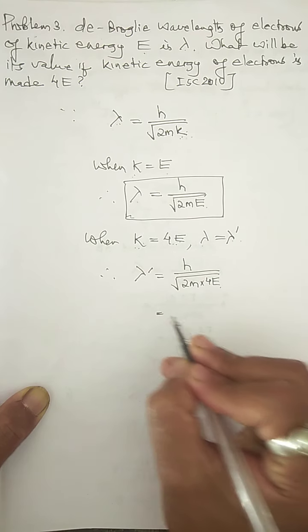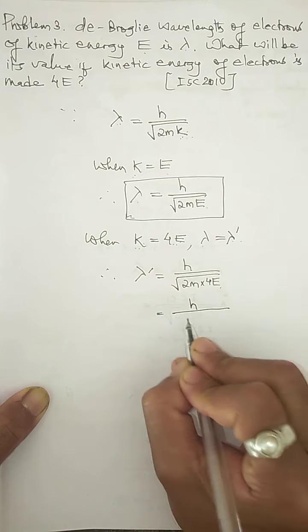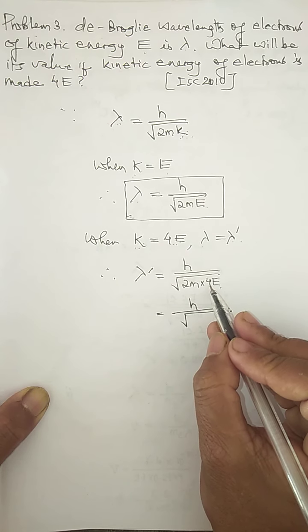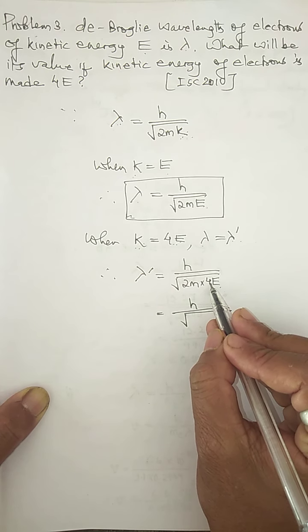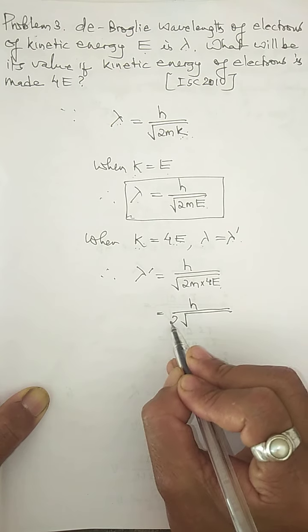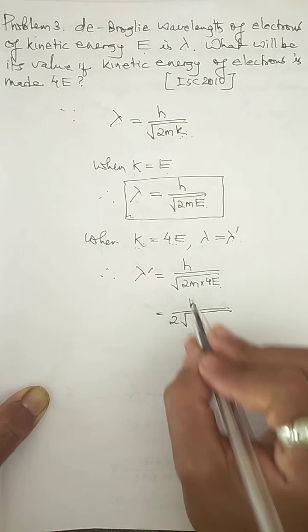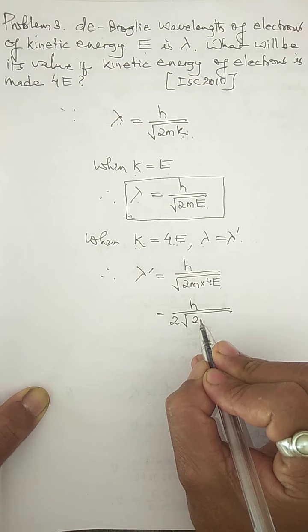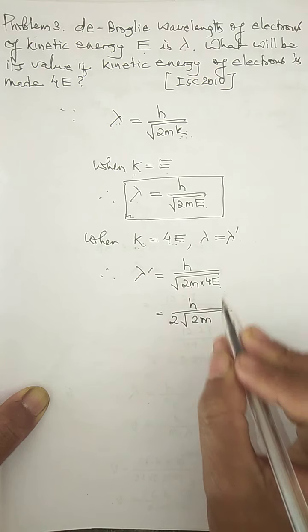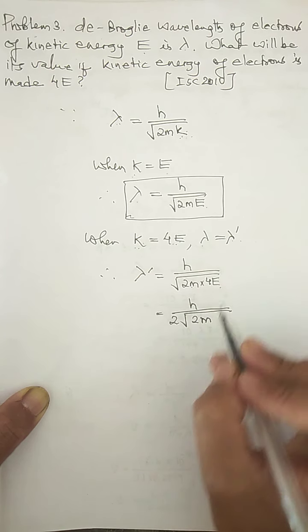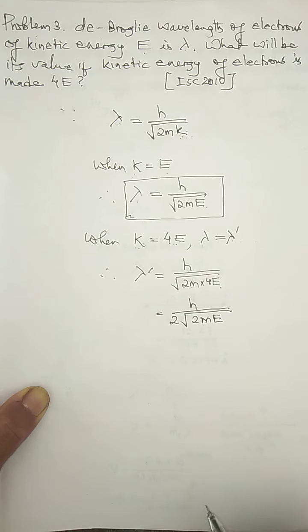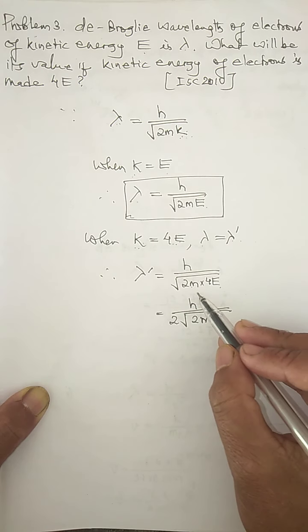So it will be h by square root of 2m times 4E. Now see, 4 is a perfect square, so the square root of 4 is 2. I take the 2 out of the square root, but still I write the same quantity: 2 inside the square root, m is already inside the square root, and E is also inside the square root. Now just see the expression, children.